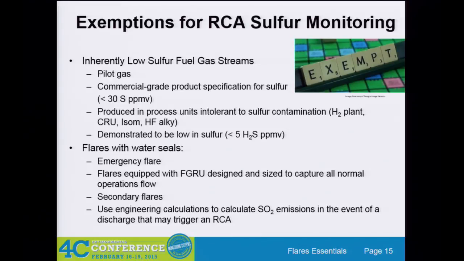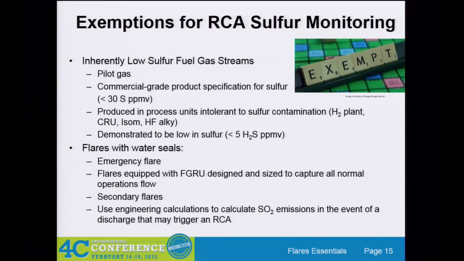The other ones are if that process is intolerant to sulfur. If sulfur gets into that unit, it's going to get fouled up and it's going to be shut down. So, basically, you're not letting sulfur in there. If you have flares that are only tied to those units, you get out of monitoring. We see that the most with like the HF alkys. A lot of times people have segregated their HF alky to have its own flare. Boom, they don't need to put in the monitoring.